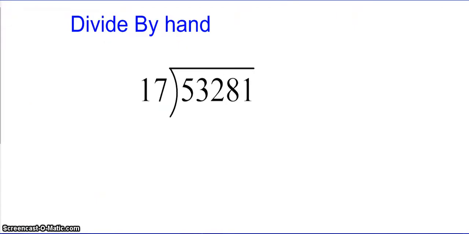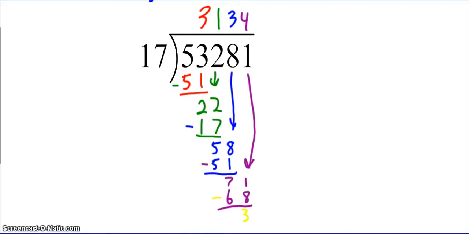So before we get into polynomials though, let's try and see if we can remember how to do long division by hand. So hopefully you remember how to do this. Pause briefly, divide 53,281 by 17, and when you have your answer, unpause and we'll check. Okay, so hopefully you got this correct.